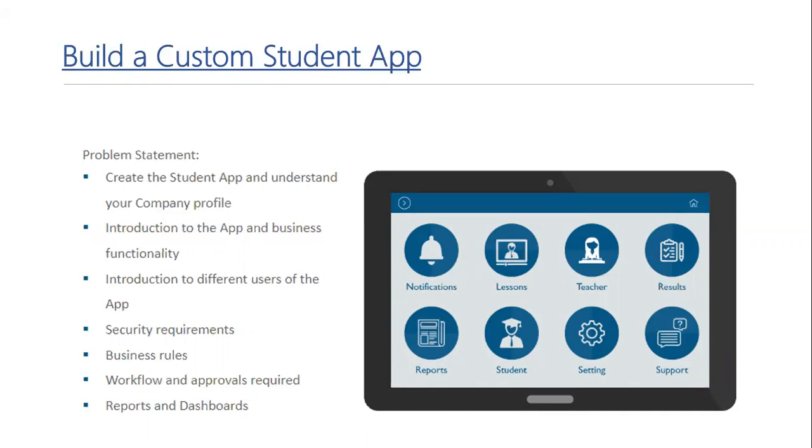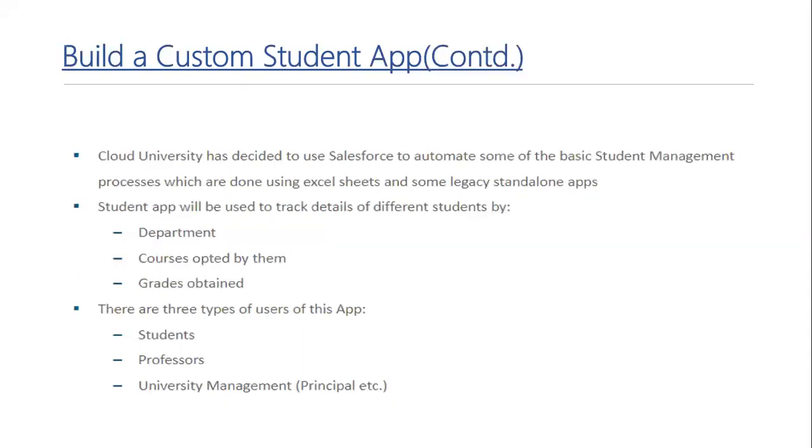Data security is one of the important things to be considered. We don't want students to see the data of professors, so we will create profiles, and profiles will make sure users can access data only which they should access on that application. We will cover an introduction to the application and business functionality, different users of the application, security requirements, business rules, workflow and approvals required. And at the end, we'll also talk about reports and dashboards.